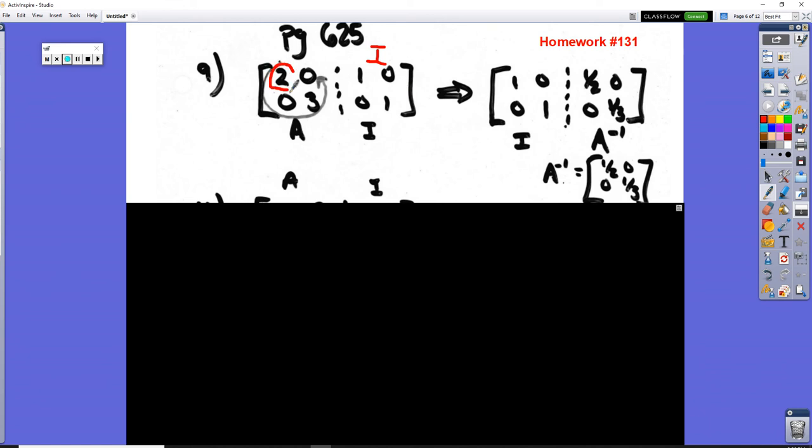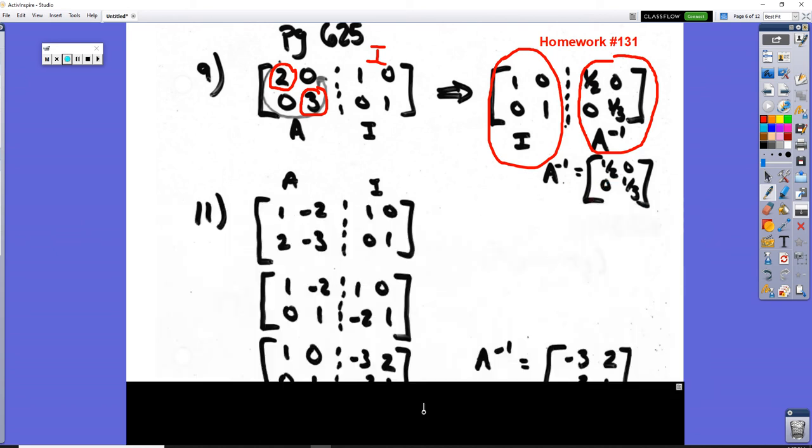So the first thing I want to do here is turn my top row into a 1 right here where the 2 is. So I'll have to divide everything in the top row by a 2. That's going to be 1, 0, 1 half, 0. And in the bottom row, I will want to turn this into a 1, which means I'm going to have to divide everything in the bottom row by 3. 0, 1, 0, 1/3. When this side looks like an identity matrix, this side contains your inverse matrix. So make sure that you identify that this is the answer. 1 half, 0, 0, 1/3. You might even want to write that out separately, like I did here.